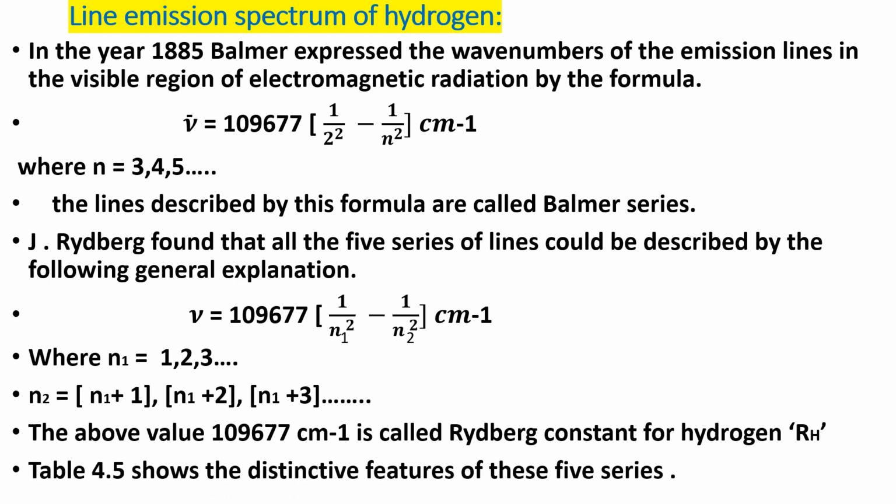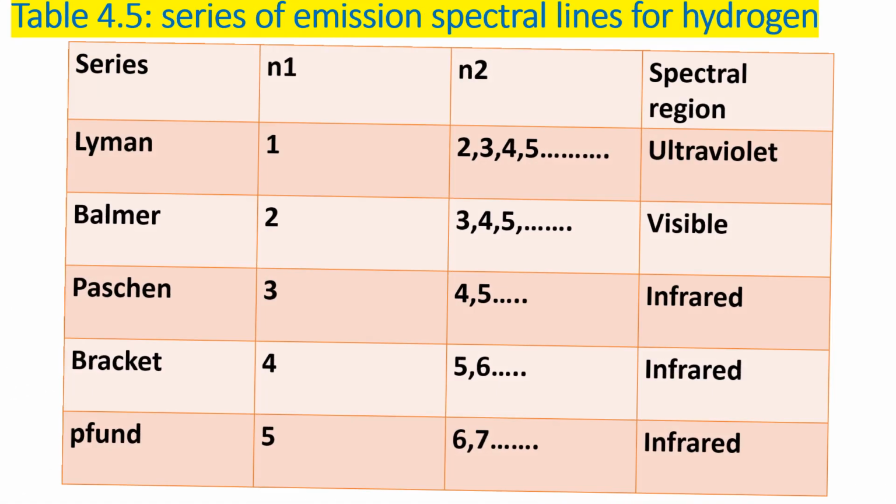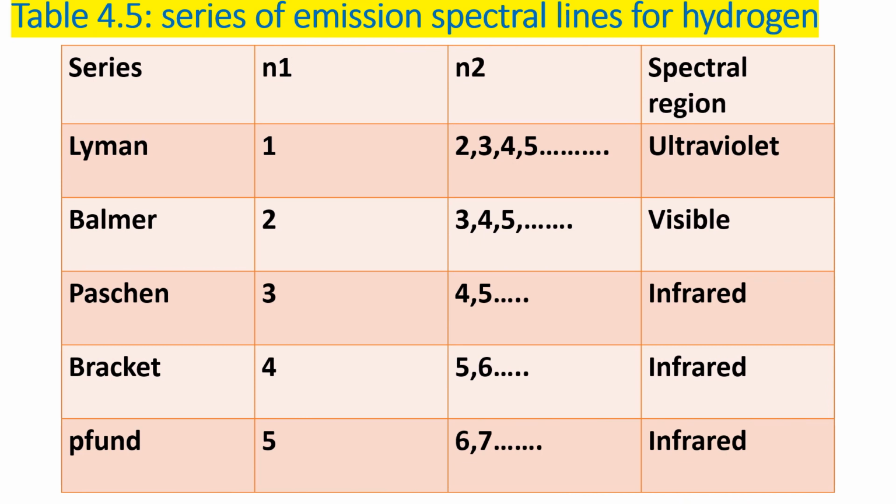Table 4.5 shows the distinct features of these five series. Next, the table will be shown here. This is the series of emission spectral lines for hydrogen: first series Lyman, Balmer, Paschen, Brackett and Pfund. Here you simply have to memorize that n1 value is constant, where n2 is n1 plus 1, 2, 3, 4, 5.